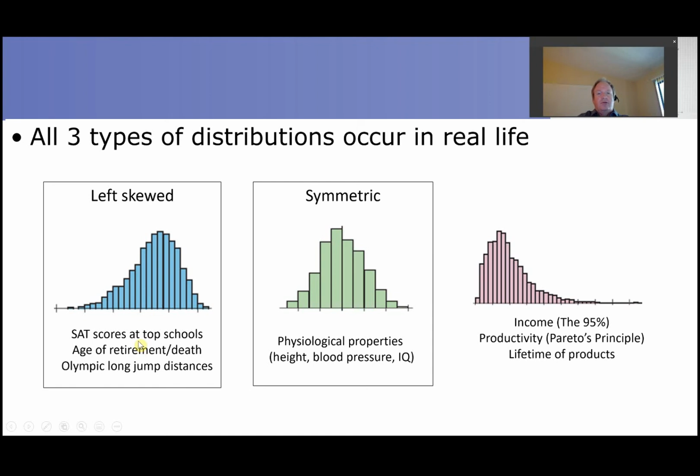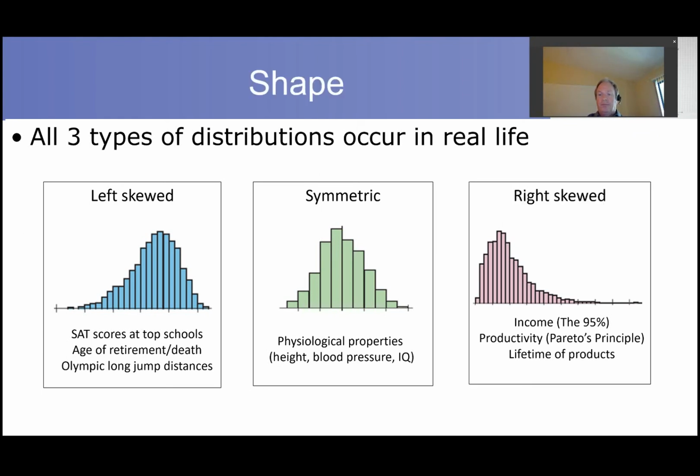Most students think that data tends to be symmetric, but the reality is a lot of really important data sets are right skewed. In fact, when you look at income, productivity, lifetime of products, all very important things in marketing, these are all right skewed.